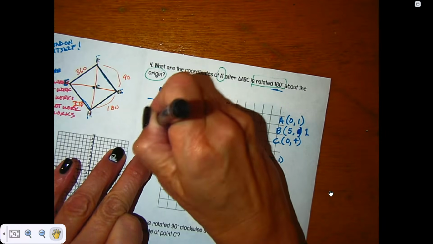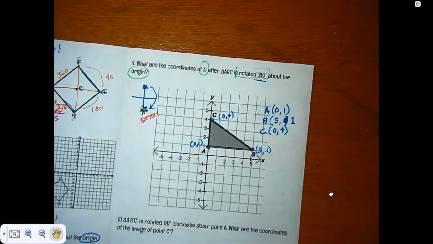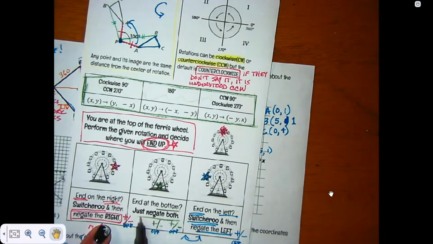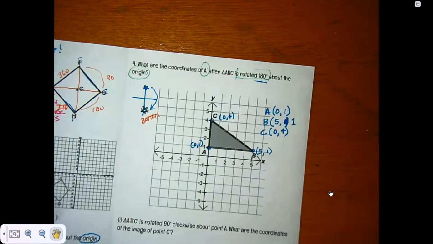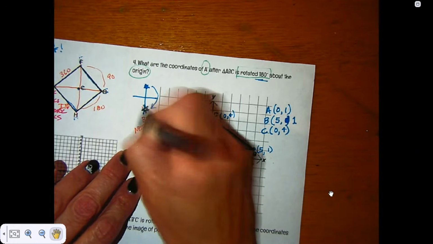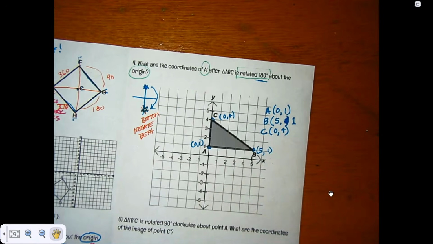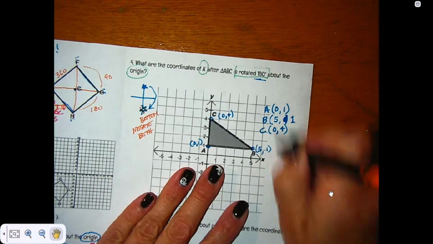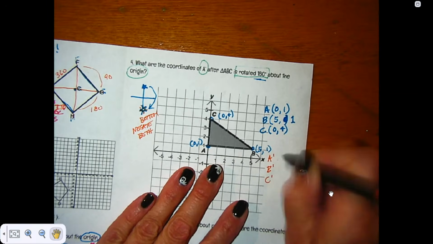So that means I'm going to be ending up at the bottom, right? Now what's the rule for the bottom? Well, look at your rules here. Landing on the bottom, just negate both. So I don't do any switcheroony. I just negate both. So that means I'm going to put a note for myself. Okay, negate both. That means that I got to change the sign of both. Okay, so I'm going to put it right underneath here. And I'm going to call this my A prime, my B prime, and my C prime.